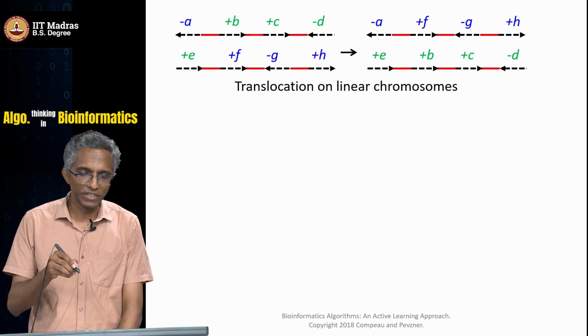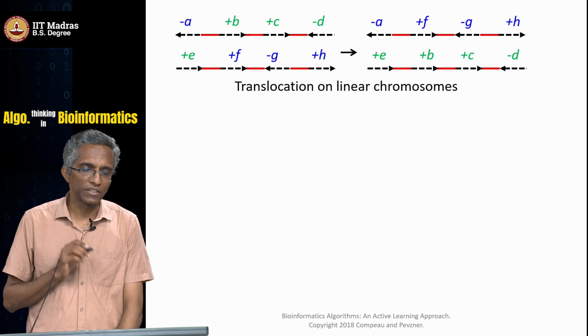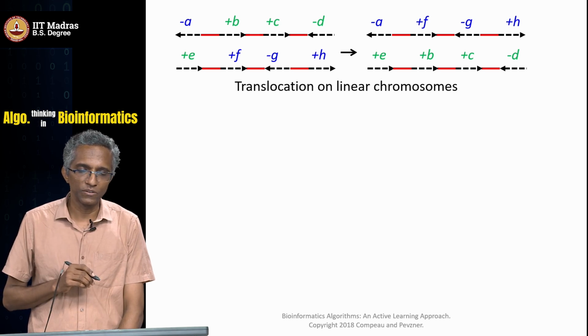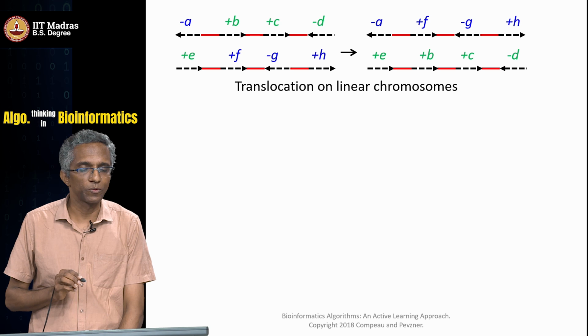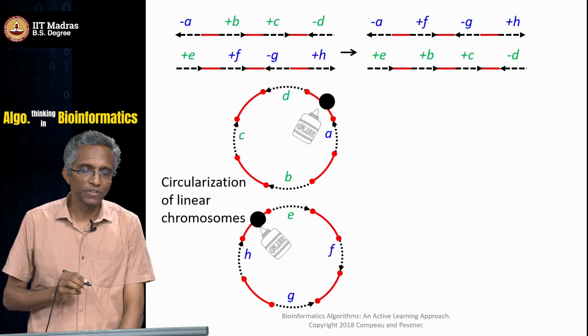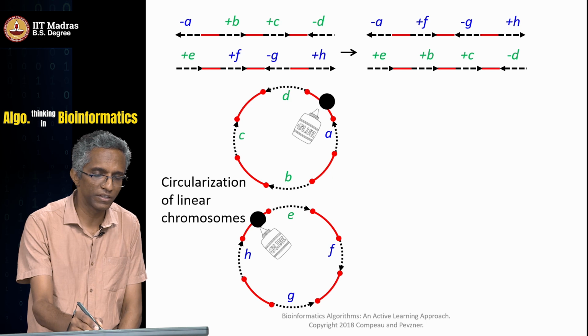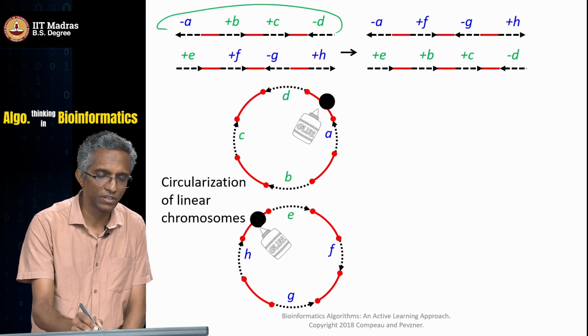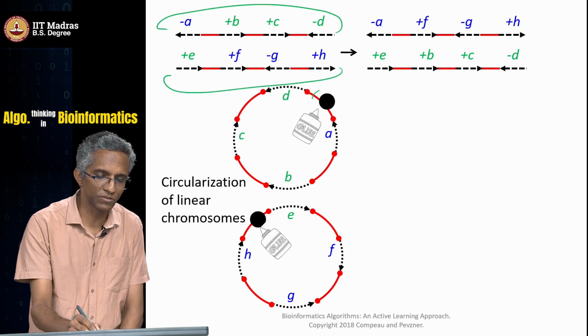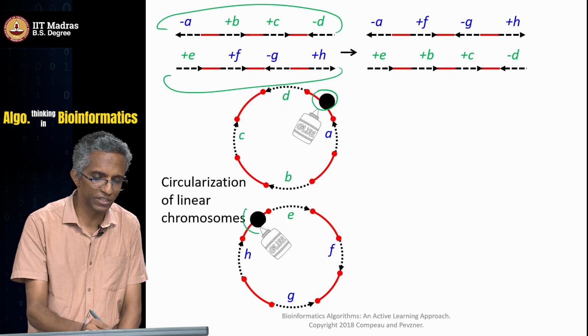Okay. I am going to spend a bit less time on this. You can take a look at it to understand that it is also a 2 break operation. So, you first circularize the chromosomes. These 2 chromosomes are linked together by adding this to this and then adding this to this. This is the place where the D and A are glued, and this is the place where the H and E are glued.